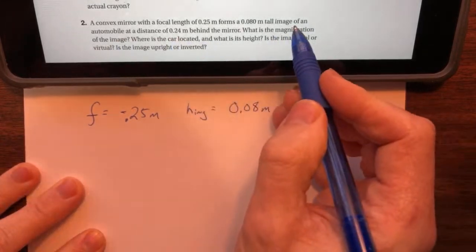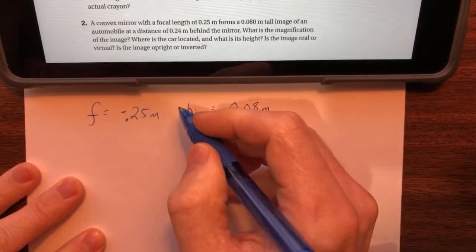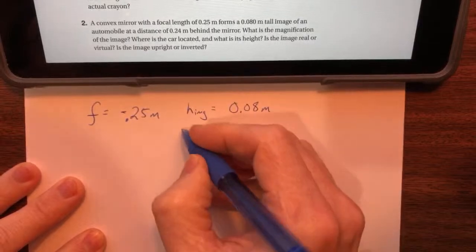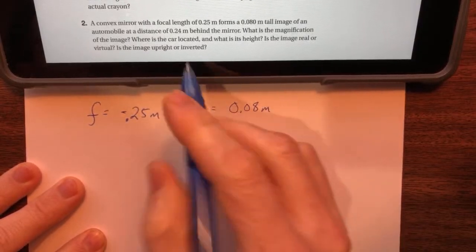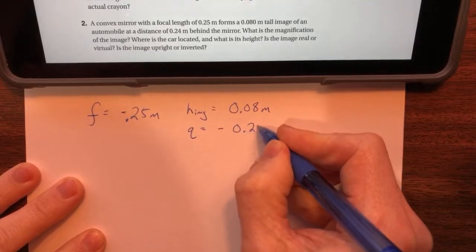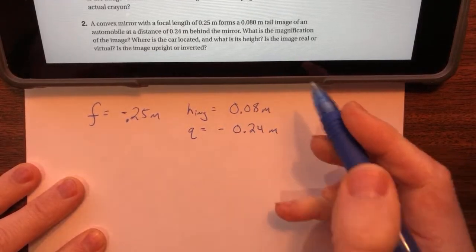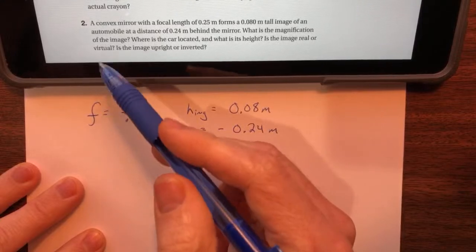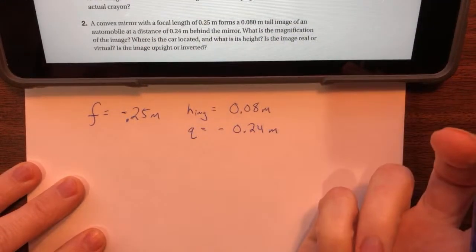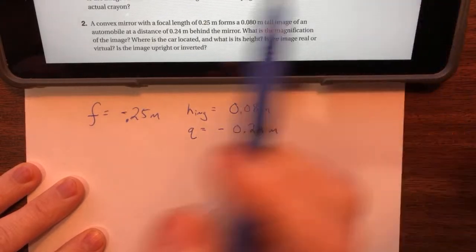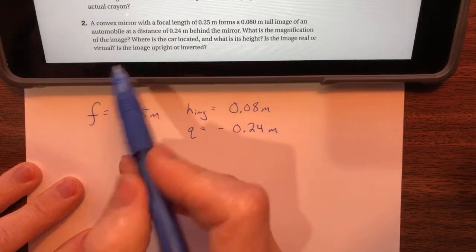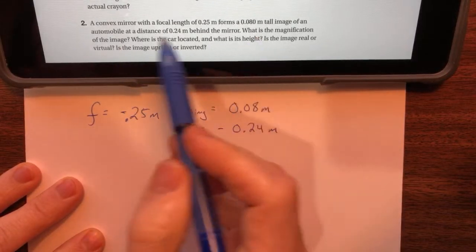So this is the image height, and this is the image distance, so this is going to be q, negative 0.24 meters behind the mirror. What is the magnification of the image? So we're thinking, this is a car mirror. It's going to be one of those mirrors where it says images are closer than they appear, right? What is the magnification of the image?